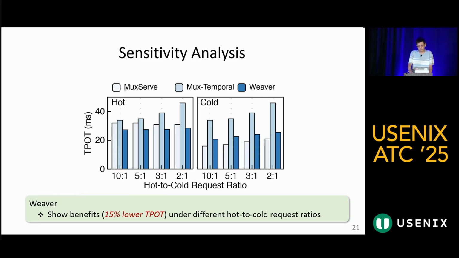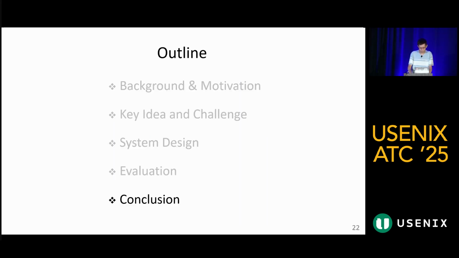We also analyze Weaver's sensitivity to workload skew. We vary the request ratio between the hot and cold models from a highly skewed 10:1 to a more balanced 2:1. The results show that Weaver consistently delivers benefits across all ratios, maintaining roughly a 15% lower TPOT compared to the next best system. This demonstrates the robustness of our approach.